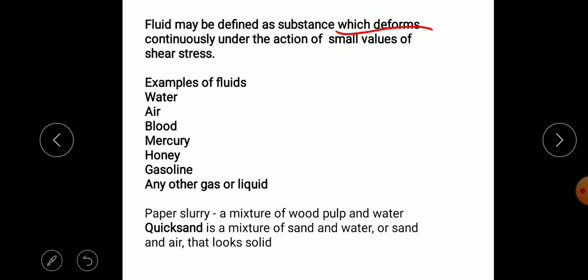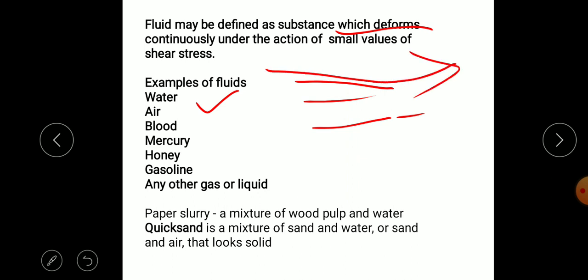A very small amount of shear force applied will cause deformation of the fluid. We commonly know fluid as water. When a smaller shear force is applied by a plate to water, the water will continuously deform even under a smaller amount of force. That is the basic idea.